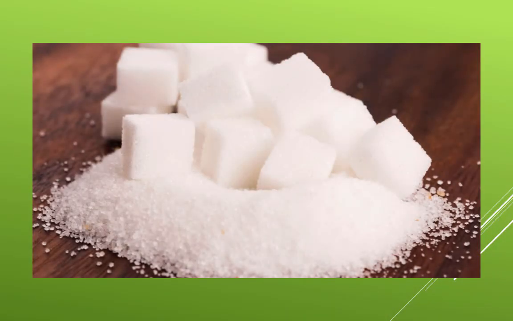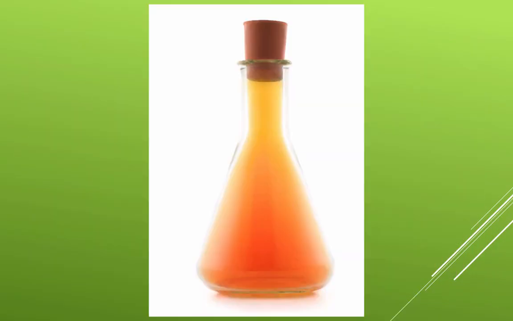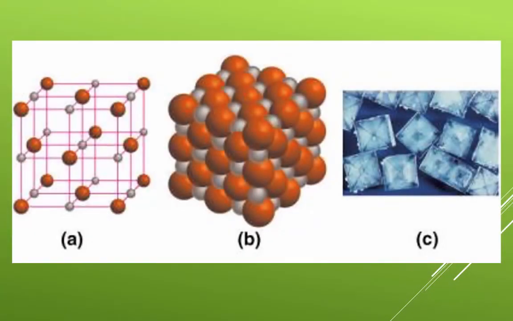Covalent compounds are often found as solids, liquids, and gases, whereas ionic compounds are always solids at room temperature and 1 atmosphere pressure.